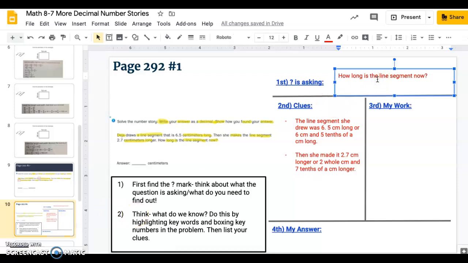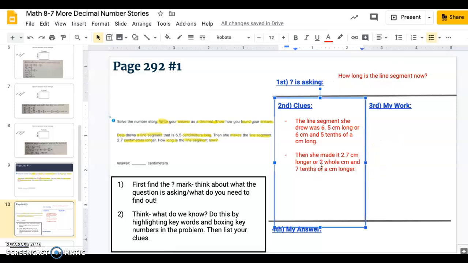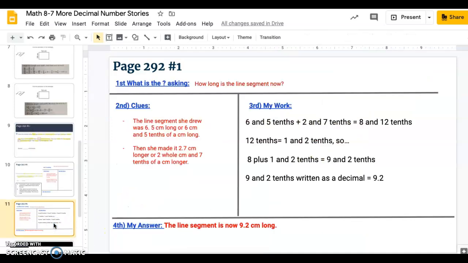What was that question asking again? Again, it's asking how long is the line segment now? What clues do we know to help us solve the problem? We know that Deja here drew a line segment that was 6 and 5/10 centimeters long, or 6 whole centimeters and 5/10 of another centimeter long. Then she went and made it 2.7 centimeters longer, or 2 whole centimeters and 7/10 of a centimeter longer. So then I need to think about my work.